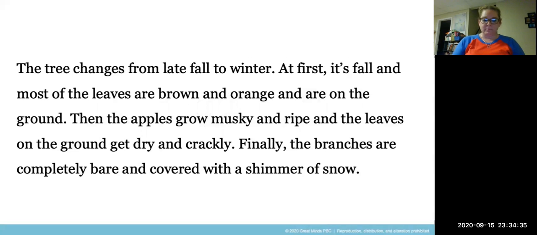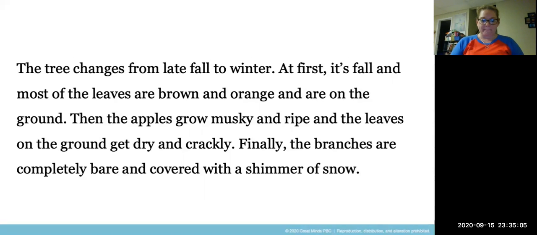The tree changes from late fall to winter. At first, it's fall and most of the leaves are brown and orange and are on the ground. Then the apples grow musky and ripe, and the leaves on the ground get dry and crackly. Finally, the branches are completely bare, and covered with a shimmer of snow.